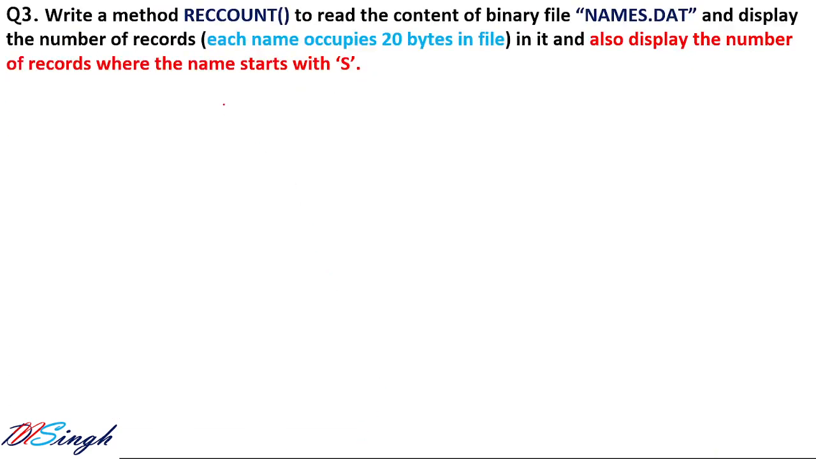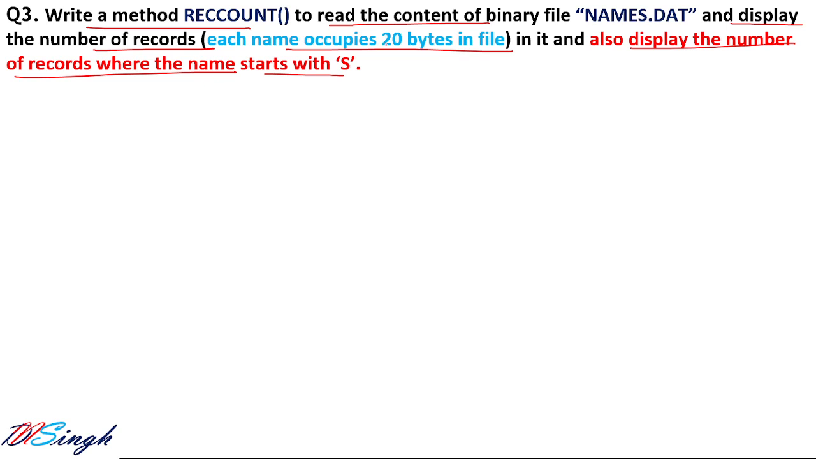Fine. Let us move to the next question. Here we have this question: write a method recount to read the content of the binary file and display the number of records. Each name occupies 20 bytes, and also display the number of records where name starts with S. So you have to be a little cautious about it.